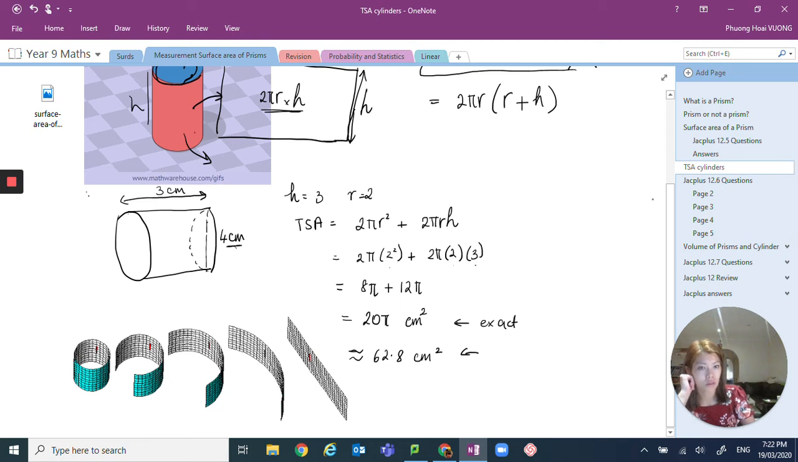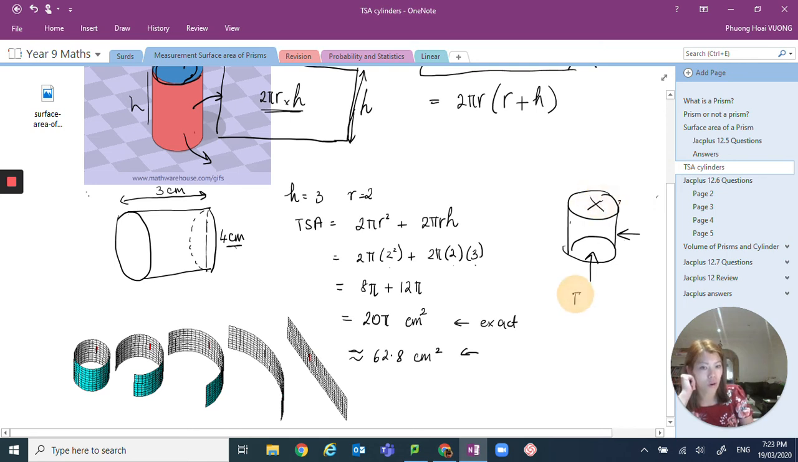Be very careful. Sometimes you'll be given an empty can, as in you'll be given a question where they only give you the base and the side, but they don't want the top. In that case, you will only have one circle, pi r squared, plus your regular rectangle made out of the circumference, 2 pi r, times h.